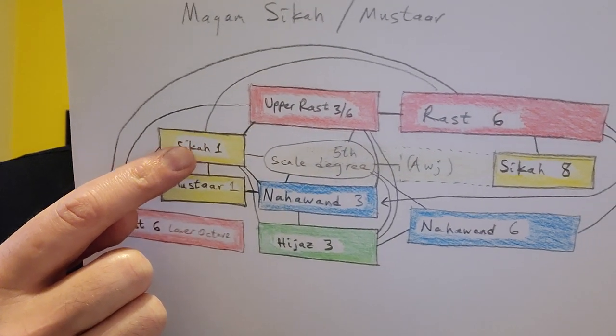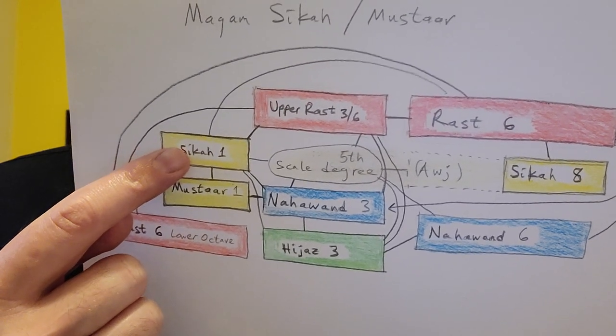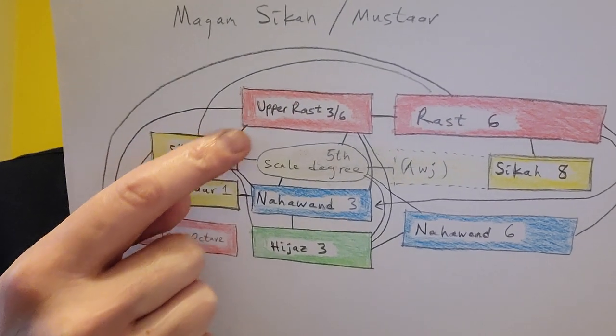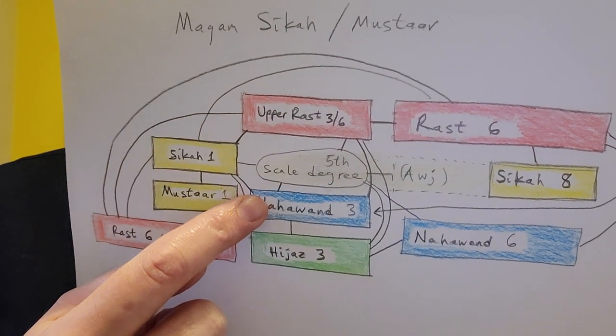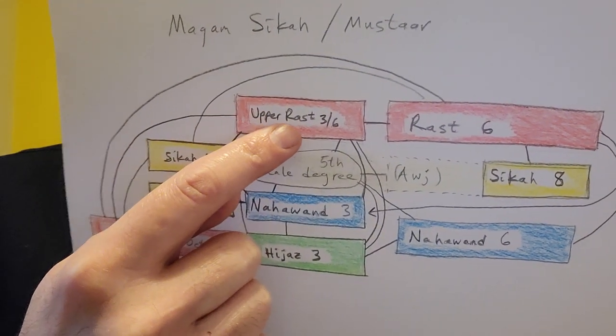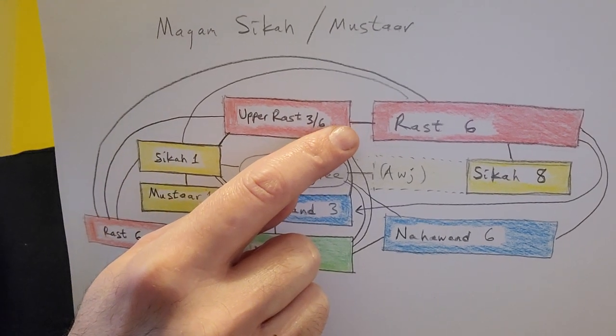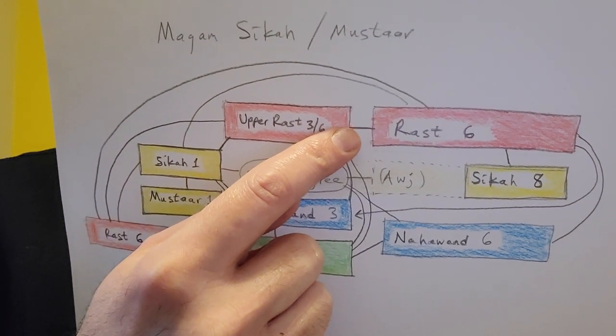So this is our tonic one. Let's count up 1, 2, 3. And on 3, we start to see other ajnas happen. 3, 4, 5, 6. And you can hear that 6 is a new tonic.